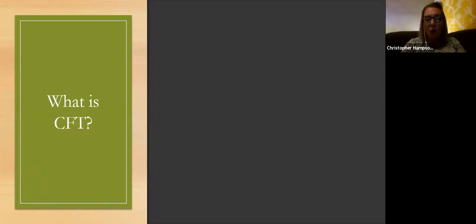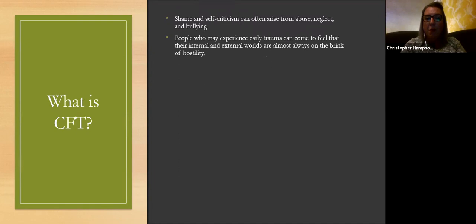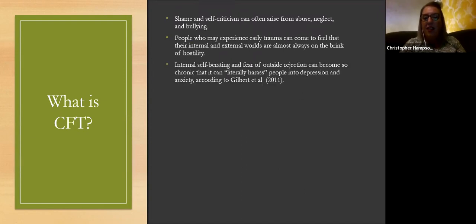So let's get started. So what is CFT? Shame and self-criticism can often arise from abuse, neglect and bullying. People who experience this may come to feel that their internal and external worlds are always on the brink of hostility. Internal self-berating and fear of outside rejection can become so chronic that it can literally harass people into depression and anxiety, according to Gilbert.